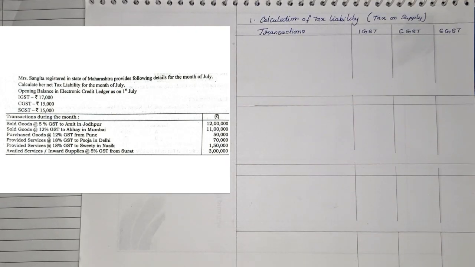Now remember, if you are supplying or purchasing within the same state, this is very important. Okay, listen to this very carefully. If you're supplying or you're purchasing within the same state, then your tax will get split in two parts, CGST and SGST. And if you are purchasing or selling into a different state, then you will have one direct common tax, that is IGST. Okay, so that is very important.